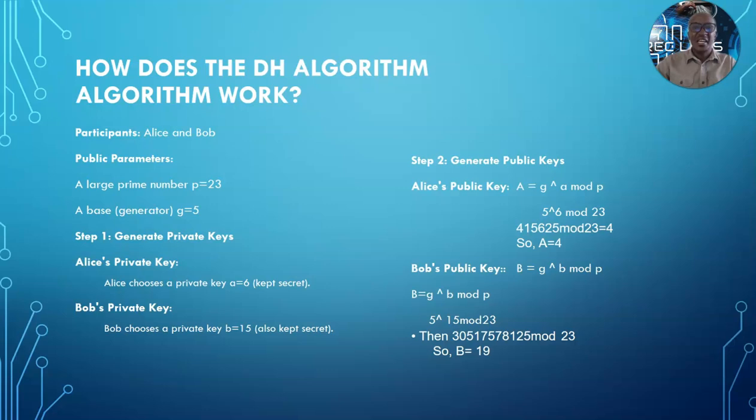Remember, they can choose any key. They can use 7, they can use 8. It doesn't matter whether it's a prime number or an even number. It's any number, so long as it is less than P.